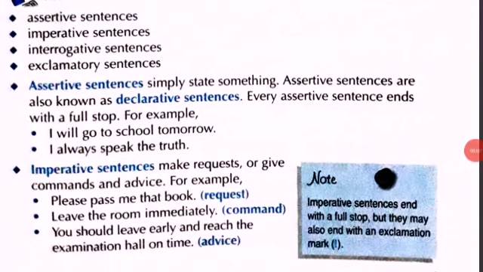Now, what is an assertive sentence? Assertive sentences simply state something. Assertive sentences are also known as declarative sentences. It means they declare something. A sentence that makes a statement is called an assertive sentence.